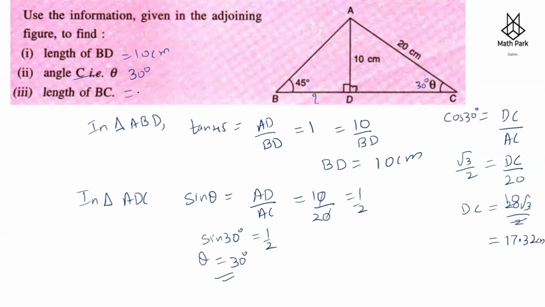So BC is equal to BD plus DC. BD we have already found out in the first part, which is 10. And DC we found out 17.32. So this is how you get BC as 27.32 centimeters. Got it? So what you have to remember here, with respect to this angle, the side which is to be found out, whether it is adjacent, opposite or hypotenuse, considering this, you have to decide which ratio is to be used. Let's solve one more question.